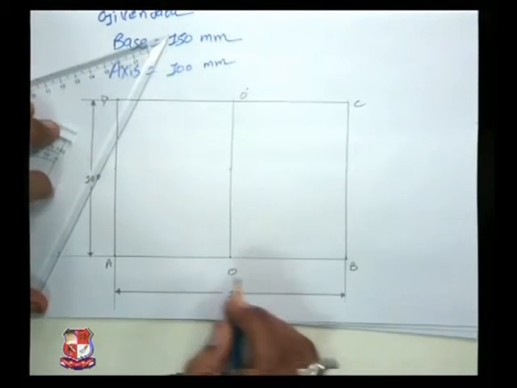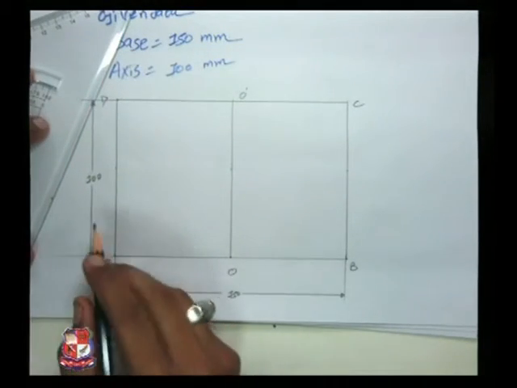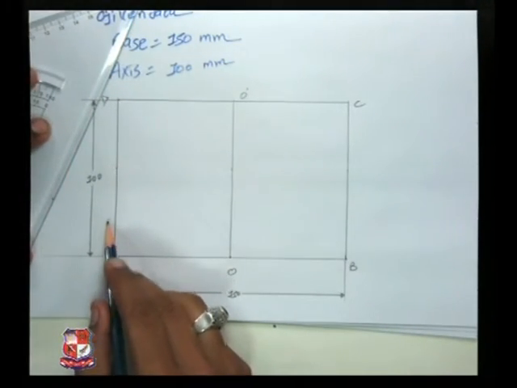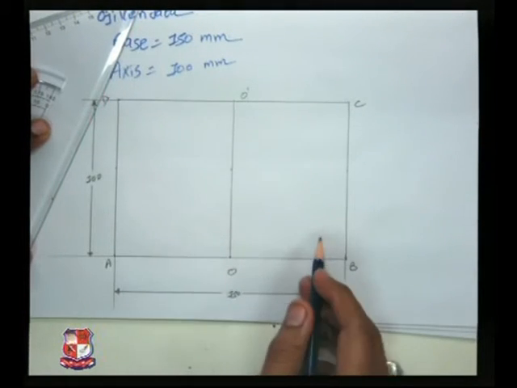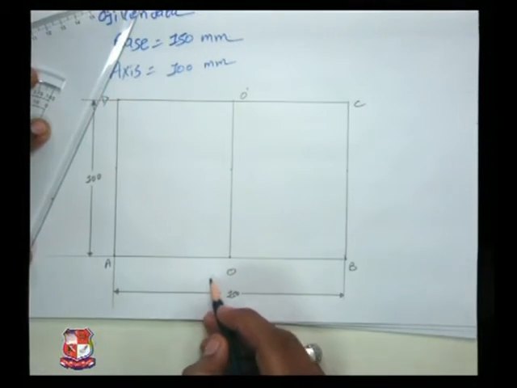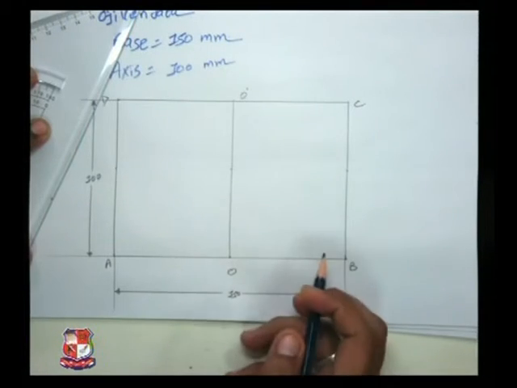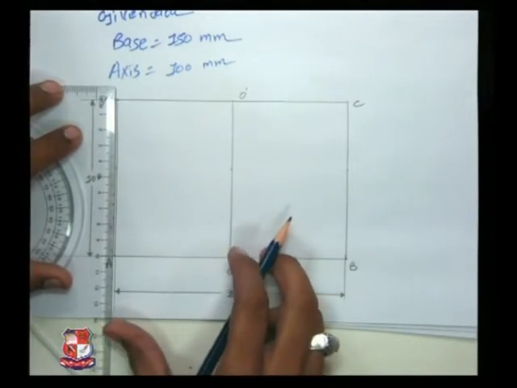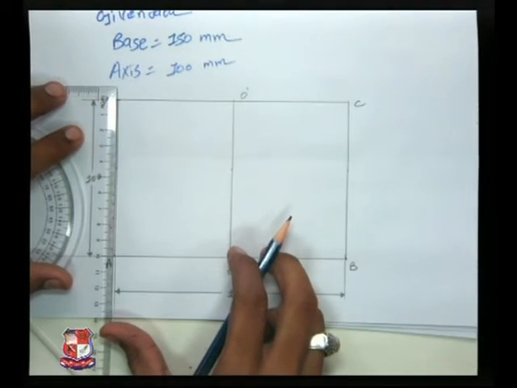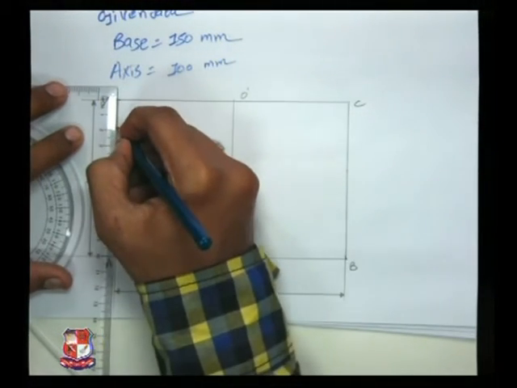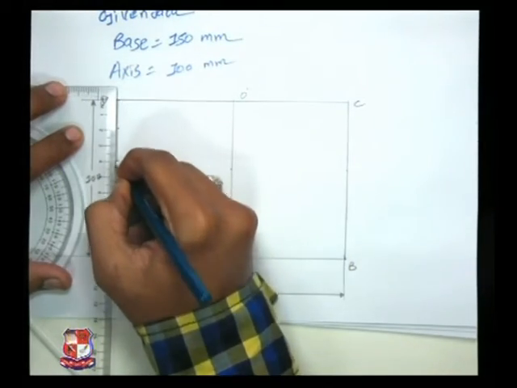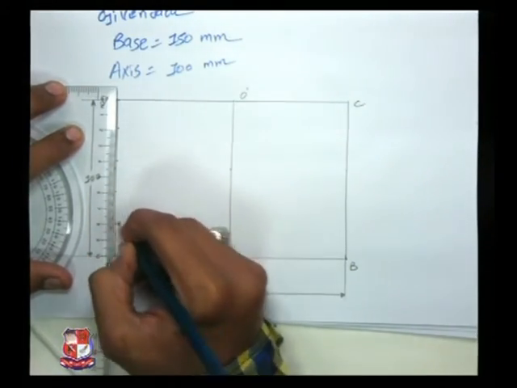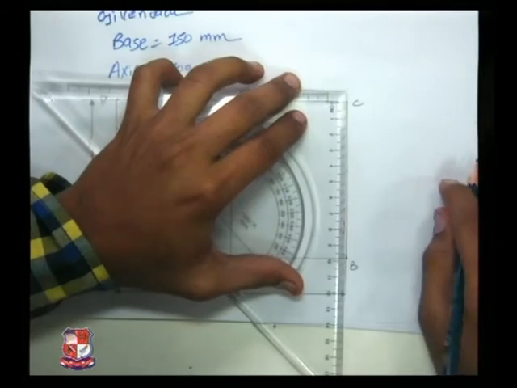100 mm. Now we need to divide AD into 5 equal parts and BC into 5 equal parts, as well as OA into 5 equal parts and OB into 5 equal parts. So if we want to divide a 100 mm long line into 5 equal parts, which means that 20 mm each. Same way on the other side.